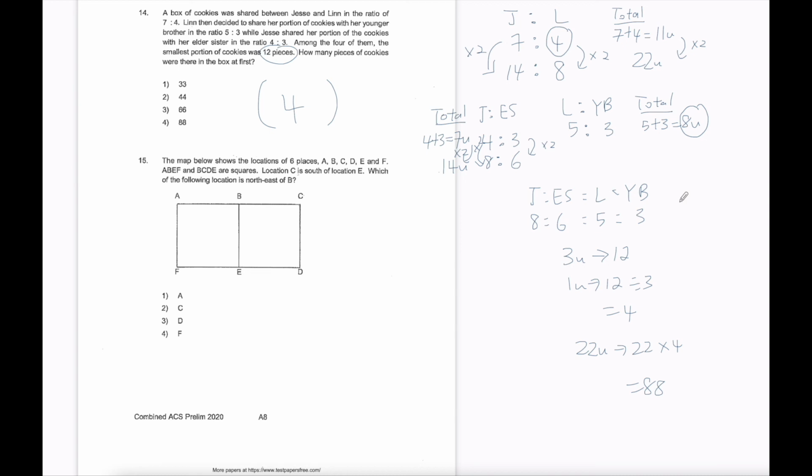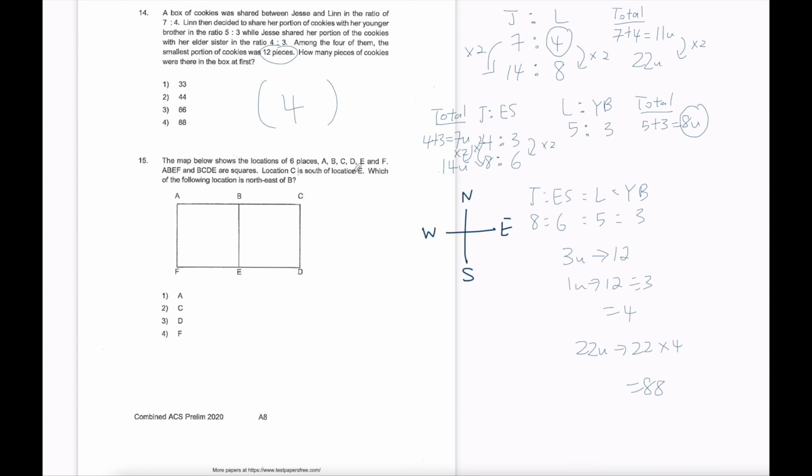Let's move on to question 15. The map below shows the locations of 6 places, A, B, C, D, E, F. A, B, E, F, and B, C, D, E are squares, okay? Location C is south of location E. Which of the following locations is northeast of B? So to draw our typical north, south, east, west here, my north and my south, top, bottom. Then to the left side of north is west and east. Got it? So let's do this question.